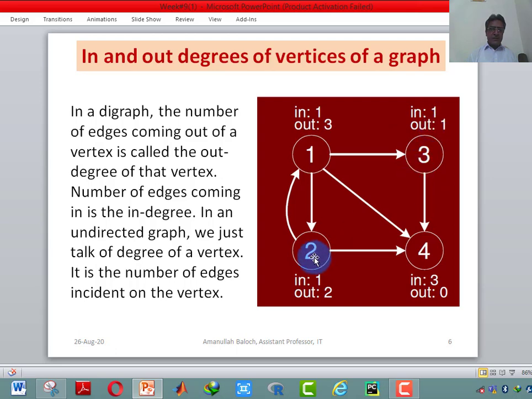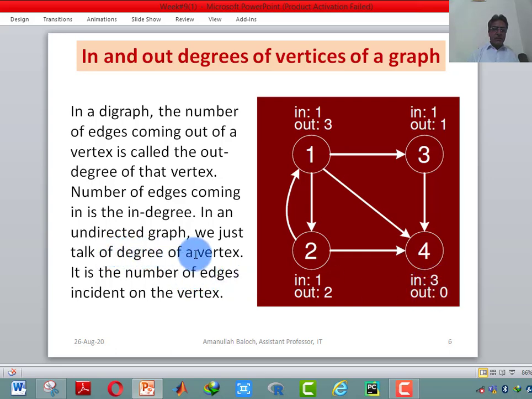At this vertex, this edge is going out and this edge is going out, while only 1 is coming in. So its in degree is 1 and out degree is 2. For this vertex, the in degree is 3, because 3 edges are coming in while none is going out, so the out degree is 0.